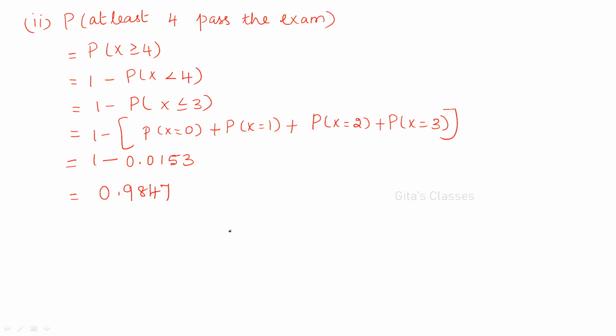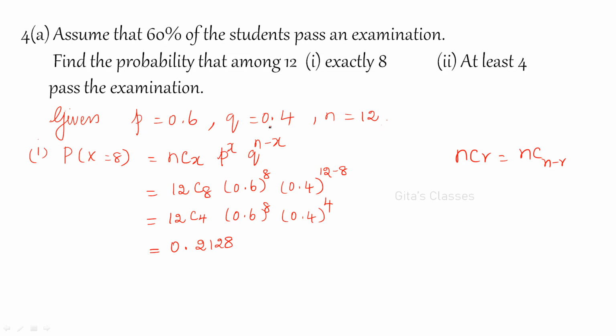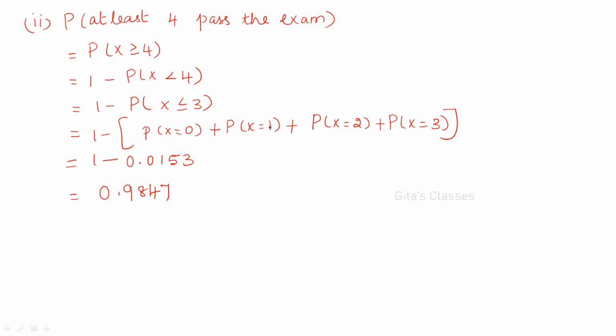Similarly, at least 4. At least 4 means x greater than or equal to 4. So it is 1 minus P of x less than 4. Greater than or equal to 4 means 4, 5, 6, 7 up to 12 we would have to find out. Instead of that, this will be easier. Strictly less than 4 means less than or equal to 3. So if you substitute, you will get 0.9847.